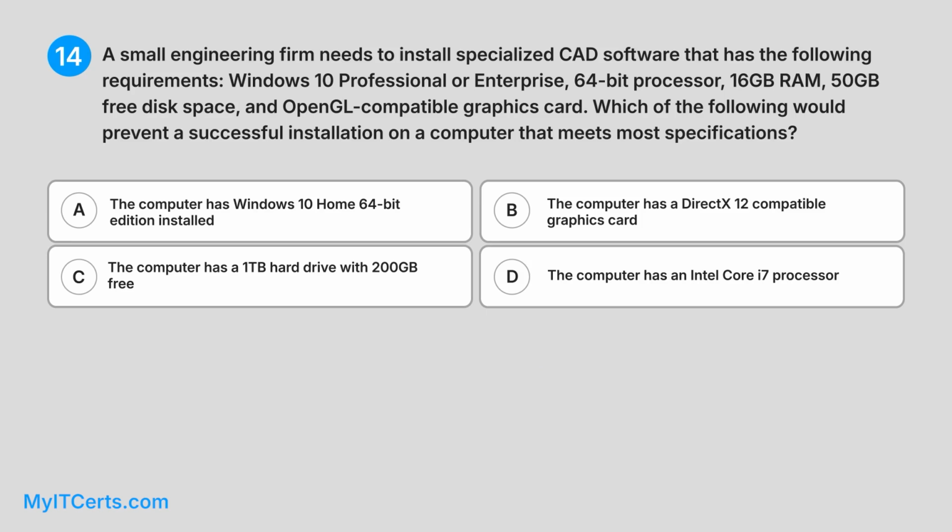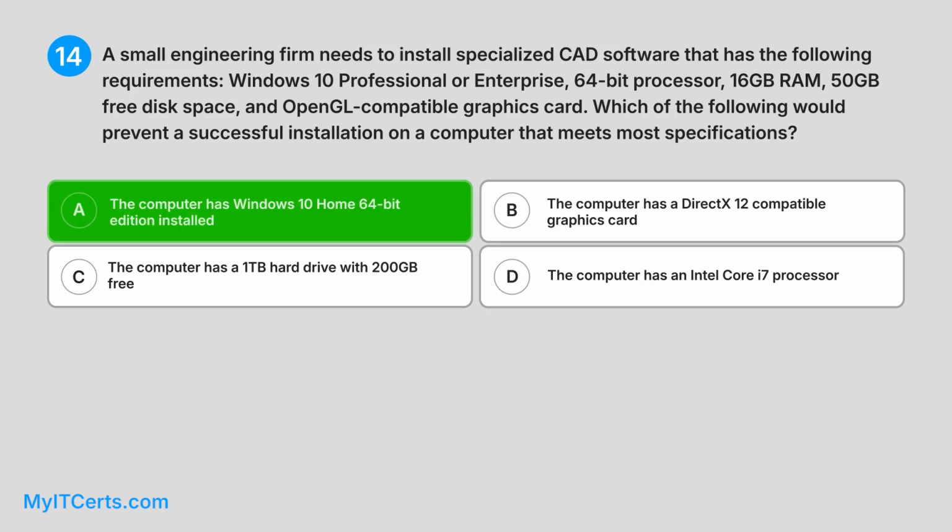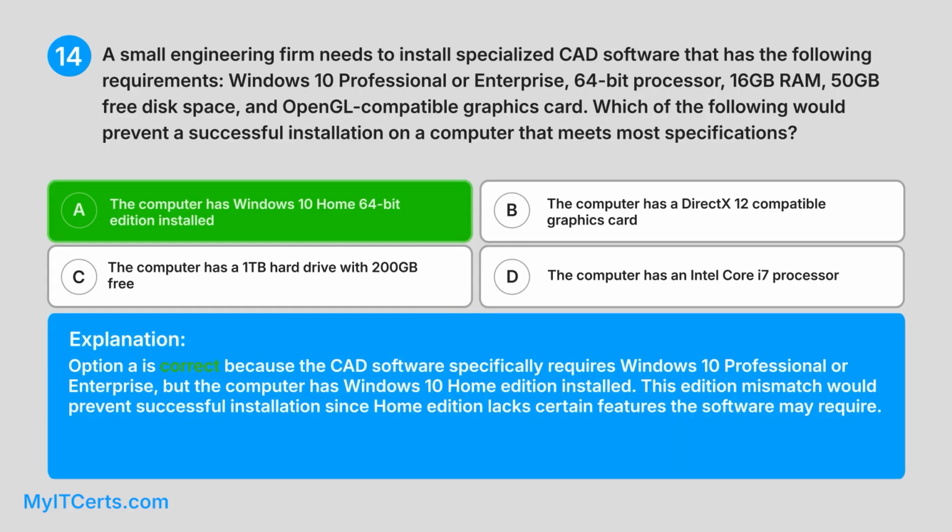Correct answer. A. The computer has Windows 10 Home 64-bit edition installed. Explanation. Option A is correct because the CAD software specifically requires Windows 10 Professional or Enterprise, but the computer has Windows 10 Home Edition installed. This edition mismatch would prevent successful installation, since Home Edition lacks certain features the software may require.